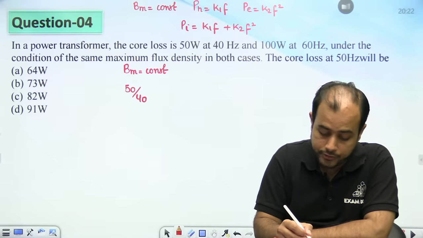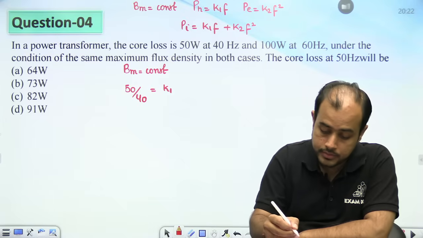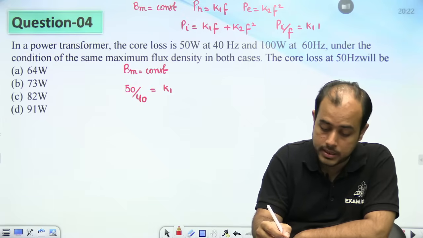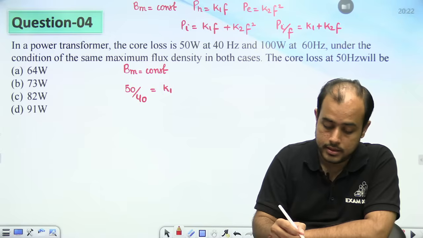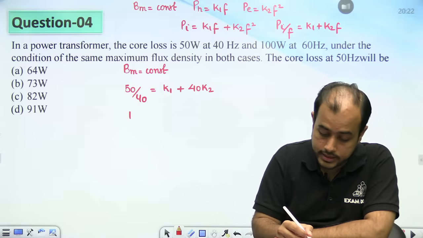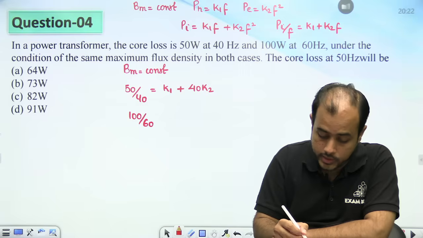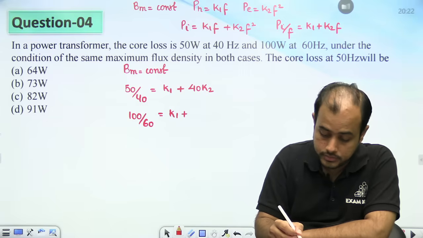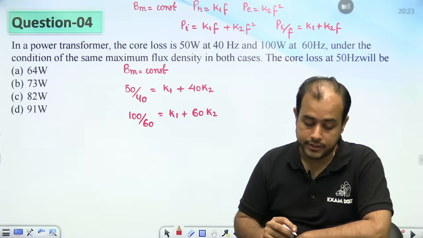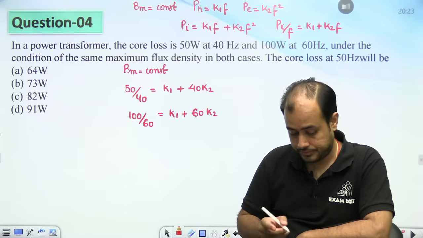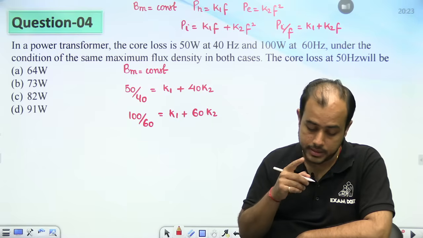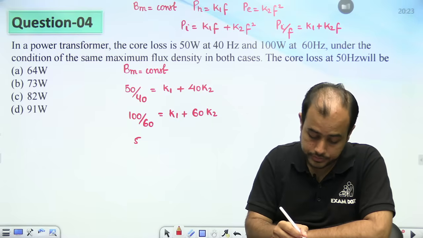So 50 by 40, है ना. आयरन लॉस बाय फ्रीक्वेंसी इज K1 प्लस K2F. फ्रीक्वेंसी इज 40, देन 100 by 60, फ्रीक्वेंसी इज 60. नाउ सब्ट्रैक्ट बेटा. 5 by 4 minus 5 by 3. 1 by 4 minus 1 by 3 is, sorry, 5 by 3 minus 5 by 12.